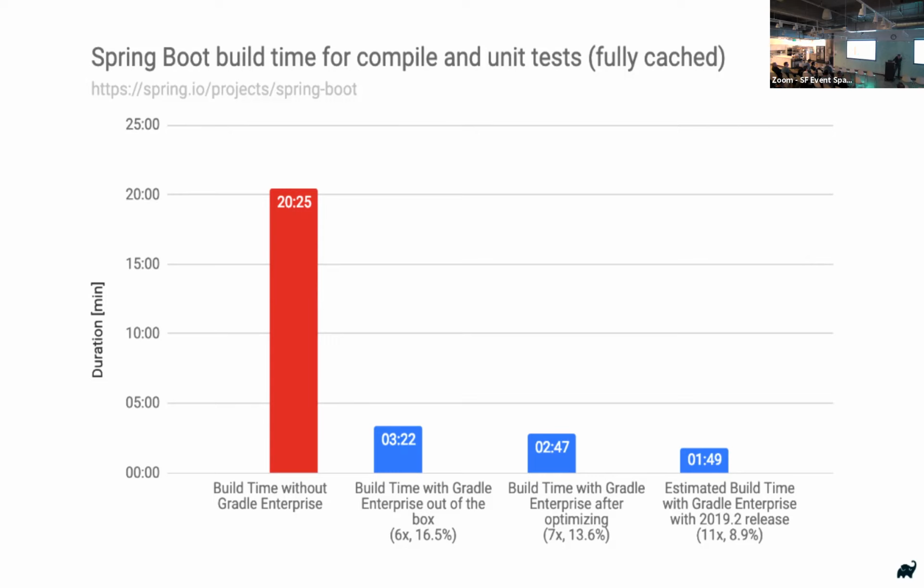There are still some goals we don't cache yet out of the box, like Checkstyle. Once we cache those goals, the build time will be 11 times faster. We will be at 8.9% of the original build time. That's a game changer, right? If you work on such a project, that's really changing the fundamentals of how often and how early you get feedback.